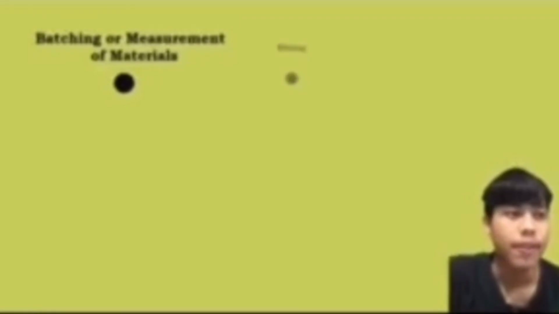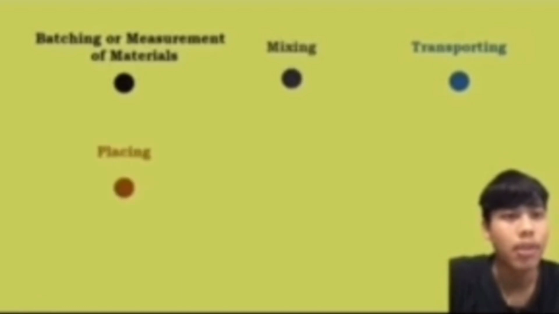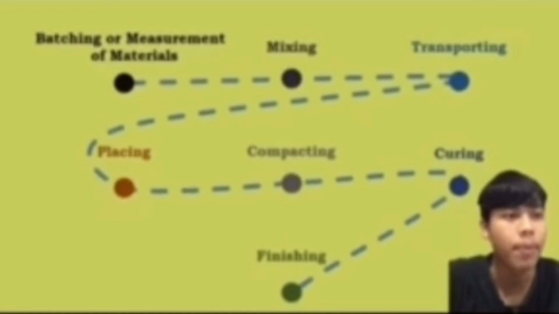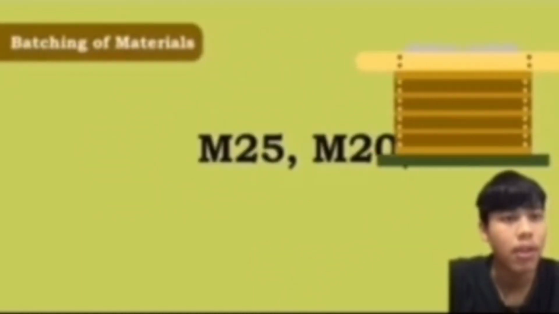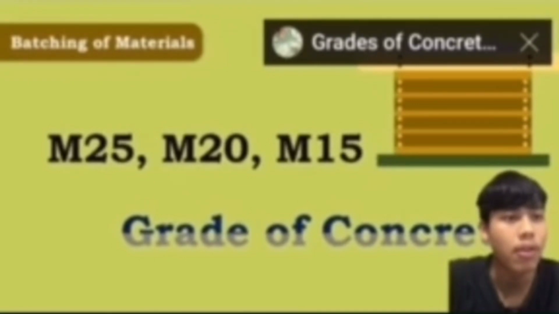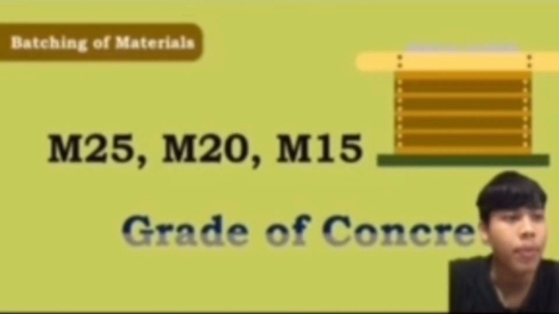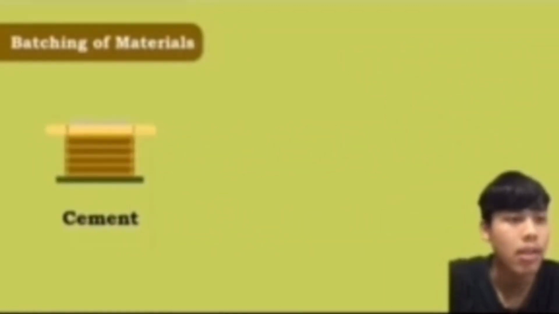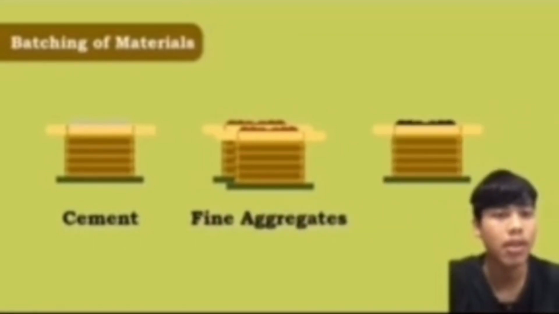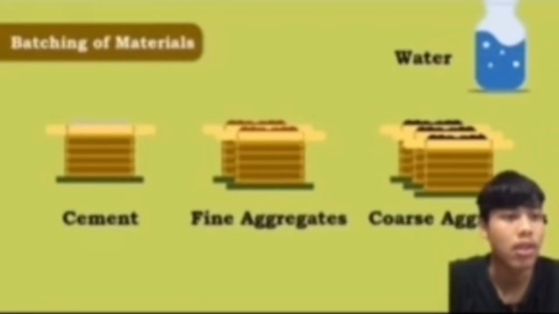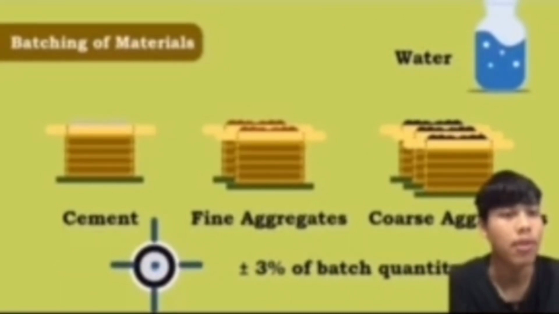The procedure of concrete production is batching or measurement of material, mixing, transporting, placing, compacting, curing and finishing. The first process in manufacture of concrete is batching of materials. Once the grades of concrete are known, the quantities of materials should be batched. Accordingly, the required quantities of cement, fine aggregate, coarse aggregate, and water are measured with an accuracy of plus or minus 3% of batch quantity. If any admixtures are to be added, its accuracy should be plus or minus 5% of the batch quantity.